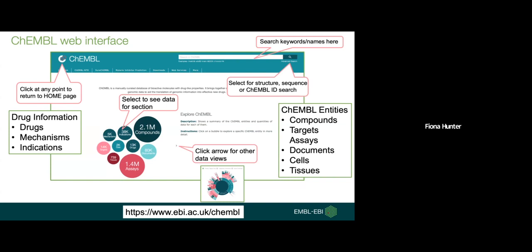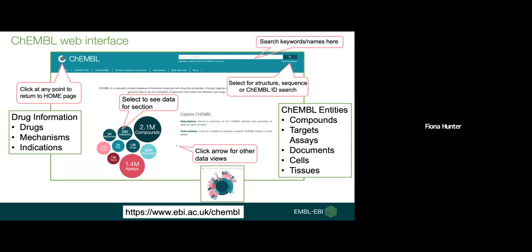And that will pull back the different ChEMBL entities that I talked about, how many compounds, targets, assays, and documents are available that can be searched for with that keyword. Now, if you want to return to the main ChEMBL landing page, then we go to the top left. And if you want to access different types of data, then in the center of the image, there's what we call a bubble plot. So you can click on these individual bubbles and that will take you through.